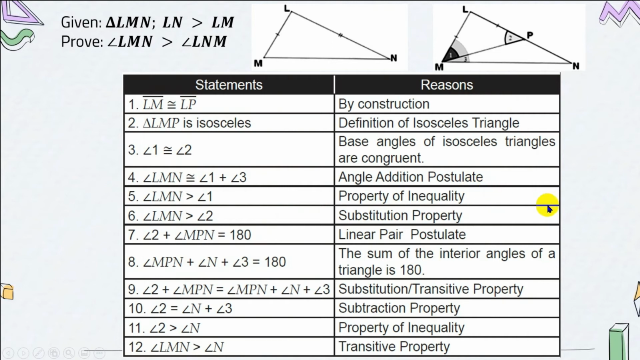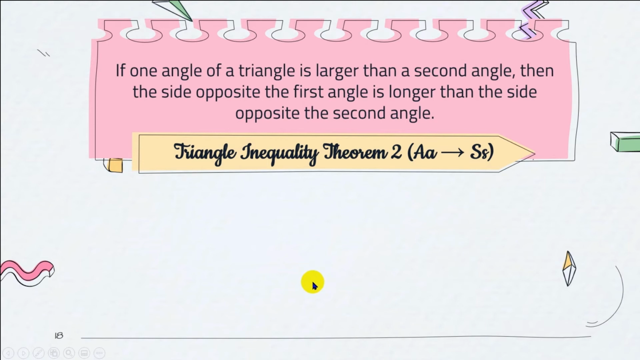Okay? Let's proceed to our second triangle inequality theorem, and that's angle side inequality theorem. So, in this theorem, triangle inequality theorem number 2, which is the angle side, if one angle of a triangle is larger than the second angle, then the side opposite the first angle is longer than the side opposite the second angle. Or in other words, the larger the angle, the longer the side, the smaller the angle, the shorter the side. So, we're going to prove that.